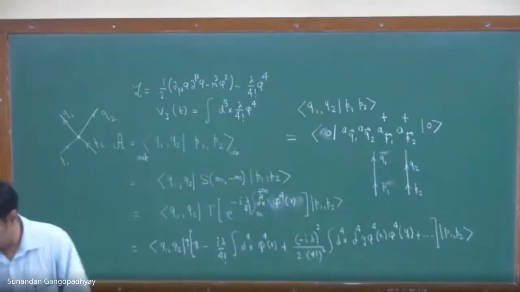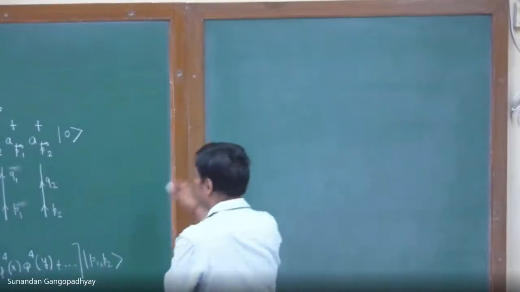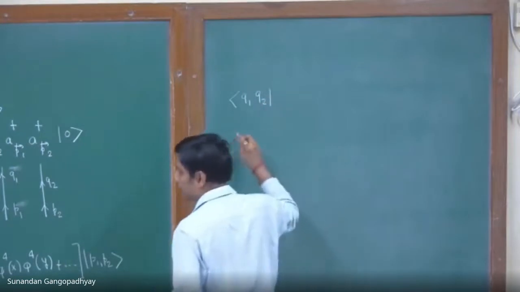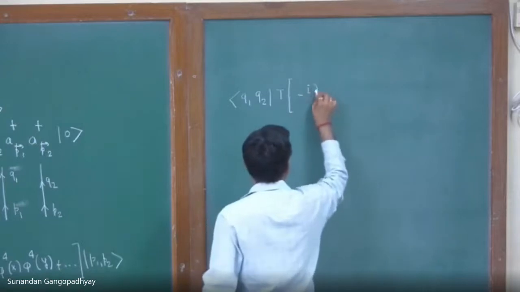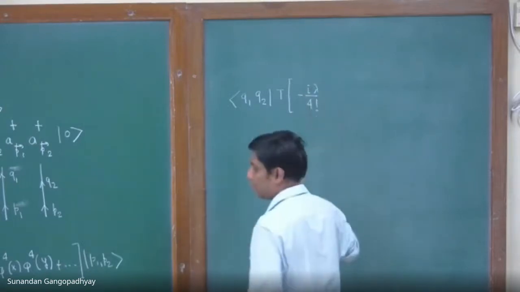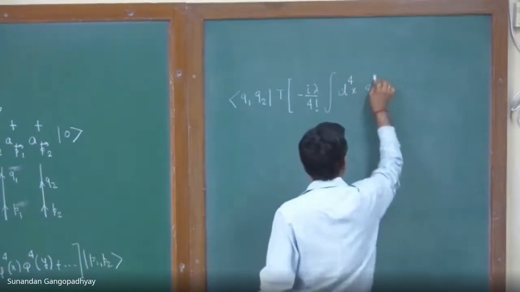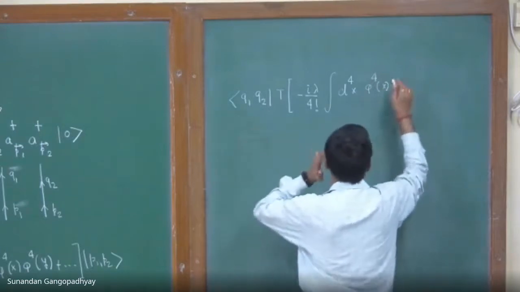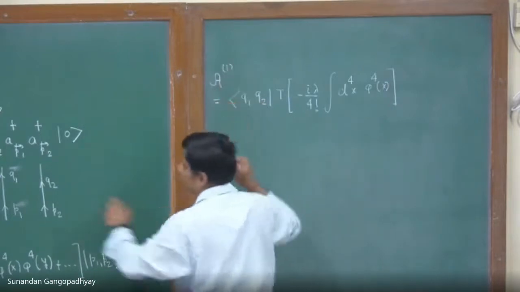Let us go to the other side of the board. If we look at this term, then what we shall have is the following. We have Q1, Q2, then we have the time ordered product of minus i lambda by 4 factorial, then d^4x phi^4(x). So we just look at the first order term now. You can write this as A1. So this was A0.